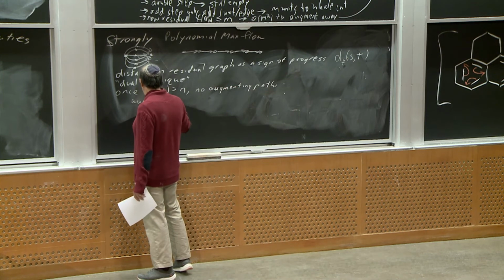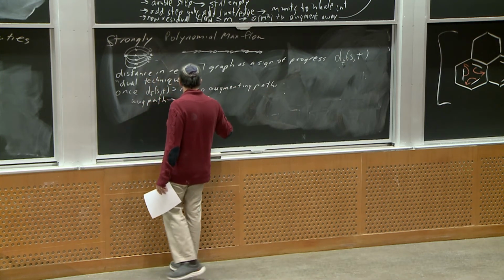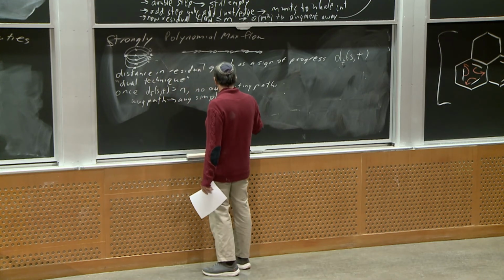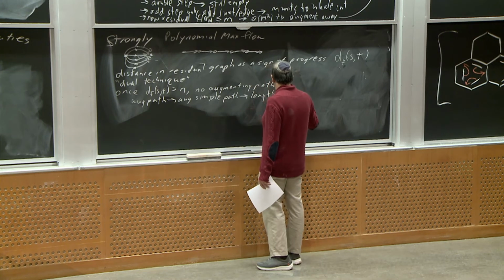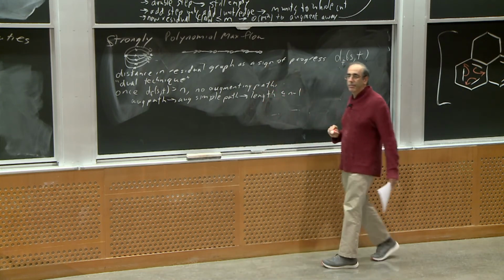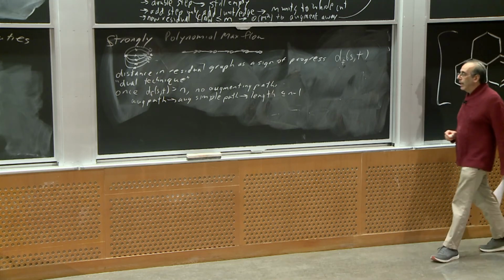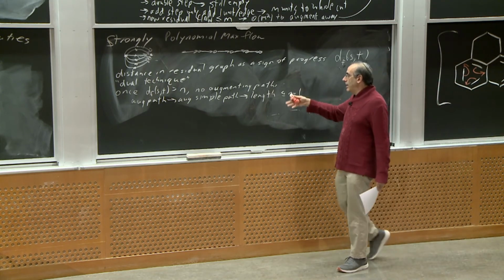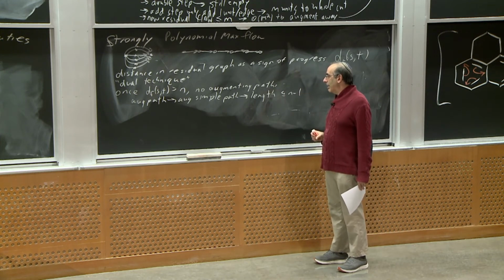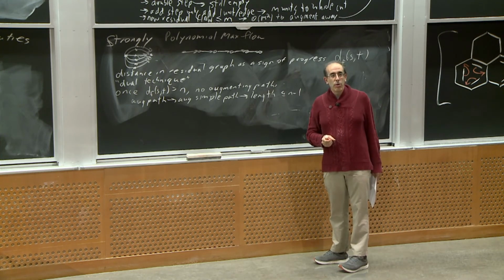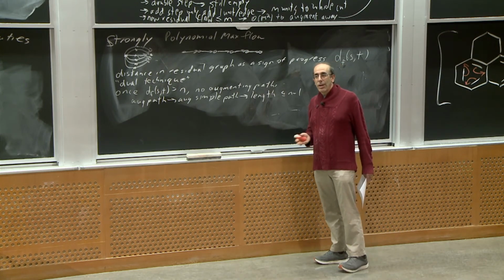So if there's an augmenting path, that implies that there's an augmenting simple path, which means that its length is at most n minus 1, because there's only that many vertices to occupy the path. Okay, so the contrapositive is that if the distance is larger than n, if there's no path of length n minus 1, then there's no path at all. And that means there's no augmenting path. So that's our new goal.